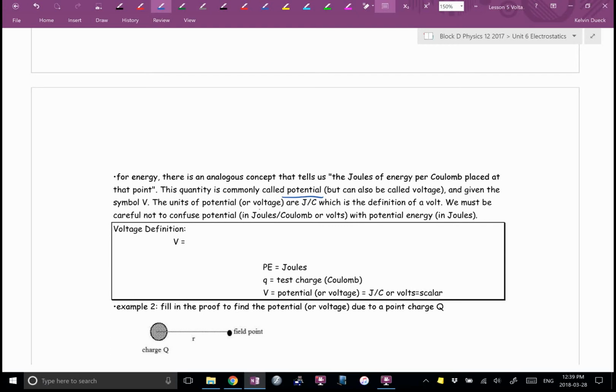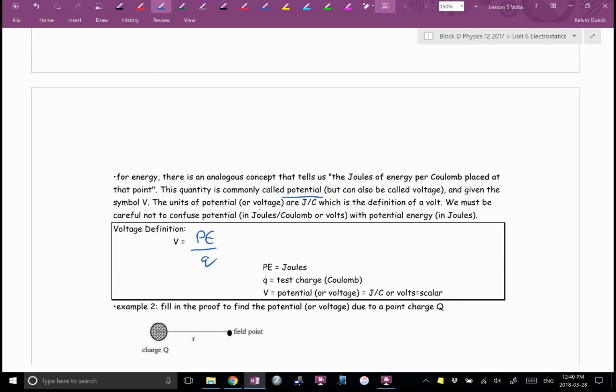But what's the definition of voltage? It's the amount of potential energy every coulomb of charge at a location has. And I believe that's on your formula sheet. Yes? Yeah. That's the definition of voltage.